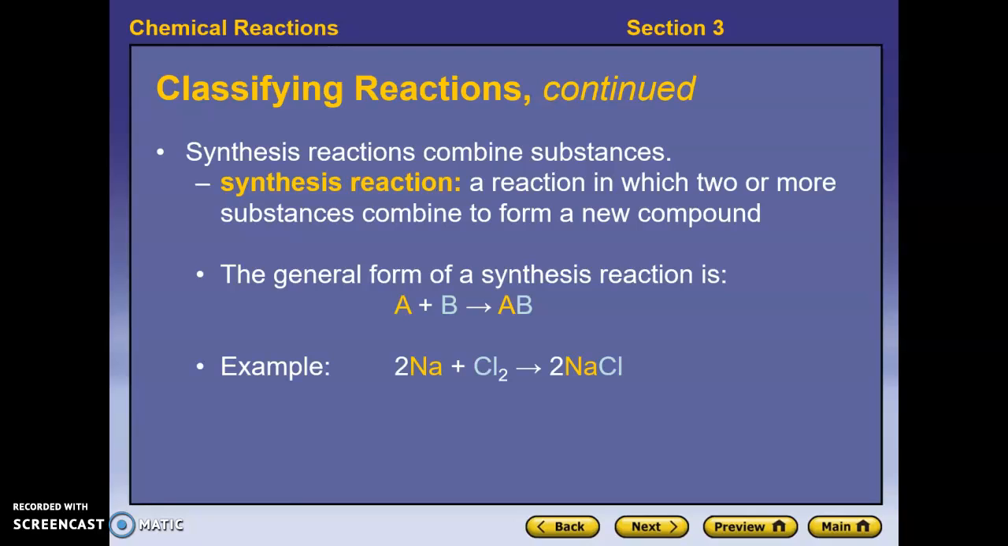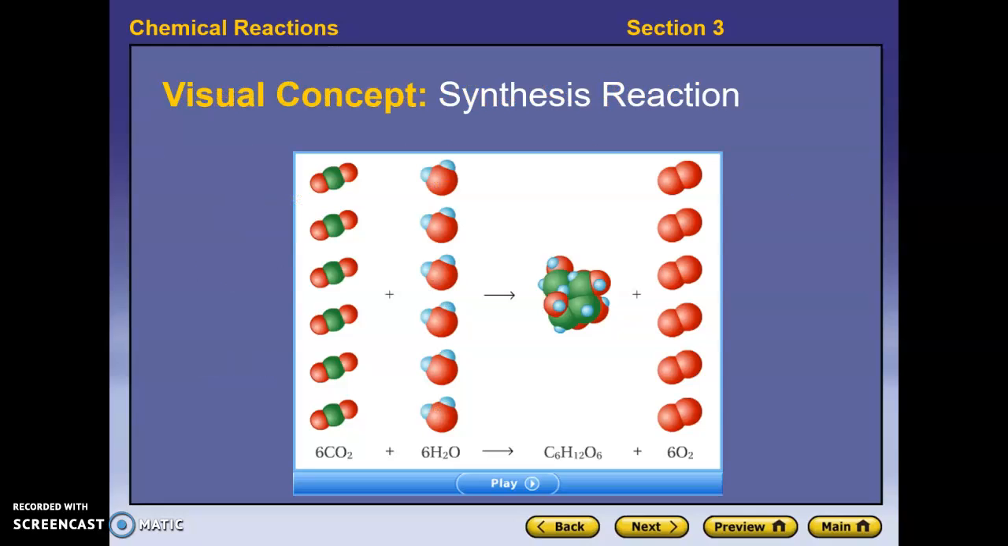But if we just start with our basic sodium and chlorine reacting to form sodium chloride, you can see that we have two elements combining to form a single compound. So if you're looking for a synthesis reaction, generally speaking, if you look at the product side of the reaction and there is only one product there, you have a synthesis reaction.